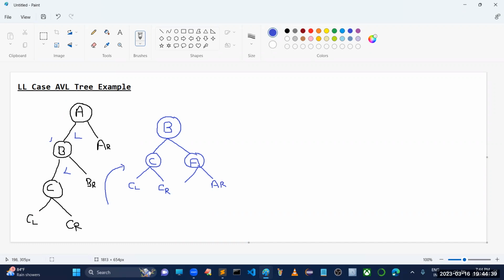BR means what? Which is greater than B, right? Once B became root, BR being greater than B means it should come under the right subtree. But in the original tree, BR is in the left subtree. That means it is lesser than A. So we conclude that BR should come under the right subtree and it is left to A. So here BR will come. Very simple scenario. So this is nothing but the LL case, with an AVL tree example.